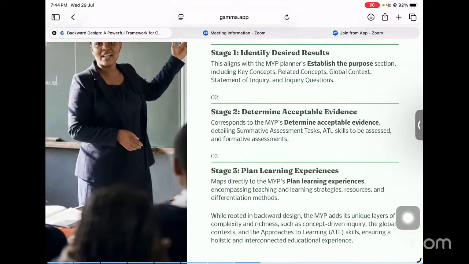Then you decide what your summative assessment will be. And then you look at your key concept, related concept, global context, and SOI, and ensure that these have a connection. The three, they triangulate, okay? The SOI, the summative assessment, and the ATL skills, they triangulate, and then you teach what needs to be taught to your students. Okay?